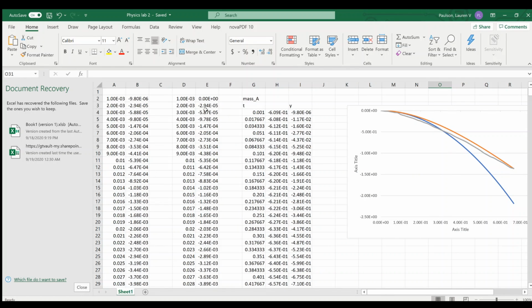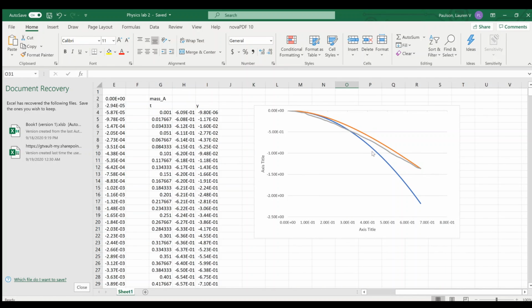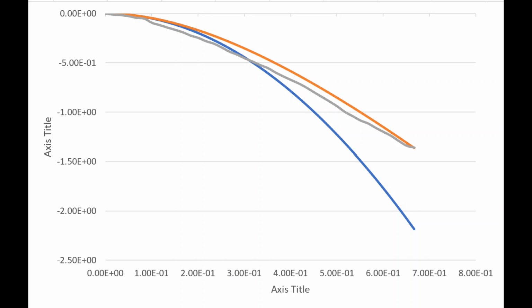I then took my data from both of my GlowScript models as well as my Tracker data and then plotted these on a graph in Excel to compare them. The blue line represents my model without any drag forces. As we can see in this model, the ball fell much faster than the other two. This is because the ball had no drag forces that were pushing up on it.